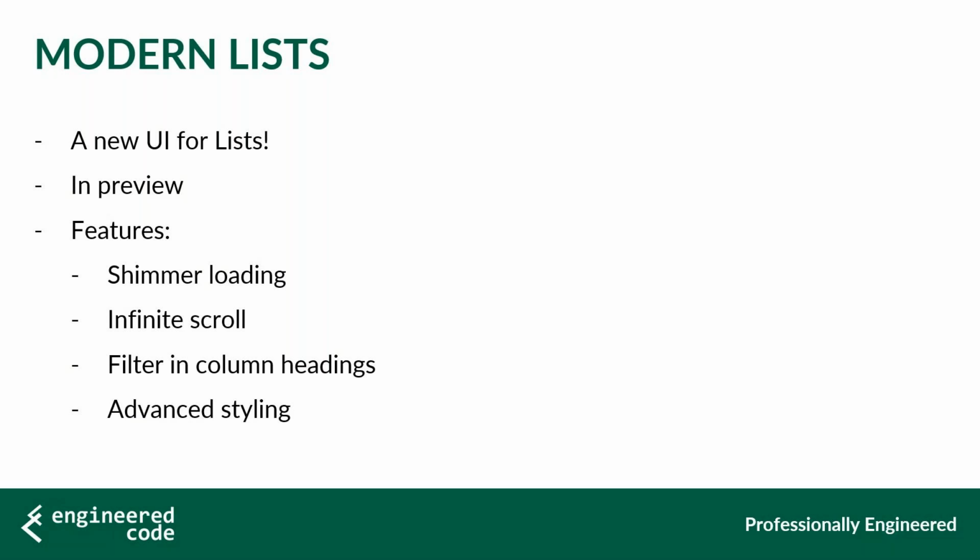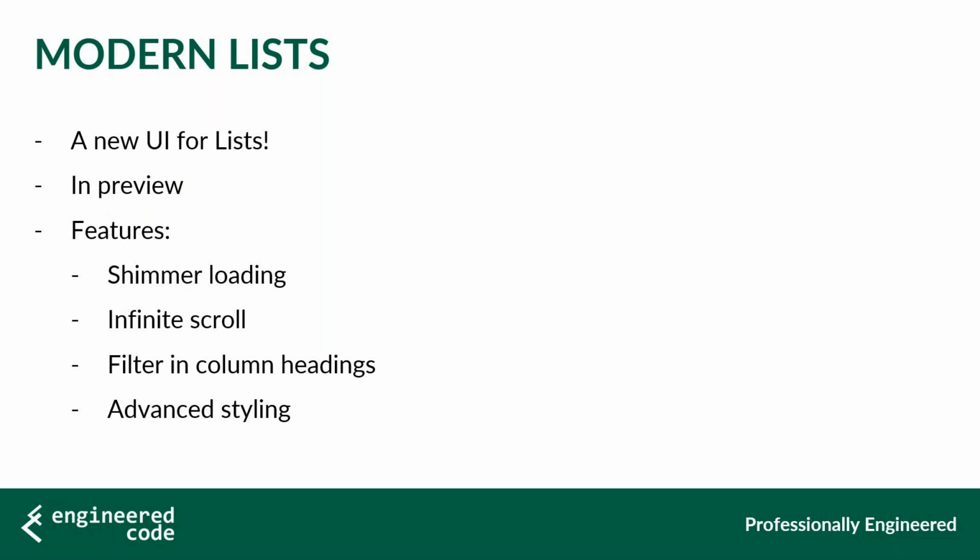In terms of the features, what does it do? There are four main features when we're looking at modern lists. The first one is shimmer loading, and we'll talk about what that is. There's infinite scroll, there's filtering in the column headings, and there's an advanced styling interface. Those are the four big features you're going to get out of modern lists. Now, the alternative to modern lists, the old school lists, I think Microsoft refers to them as the classic lists. When you're adding a list to a page, you have the option to either use the classic lists or the new modern lists.